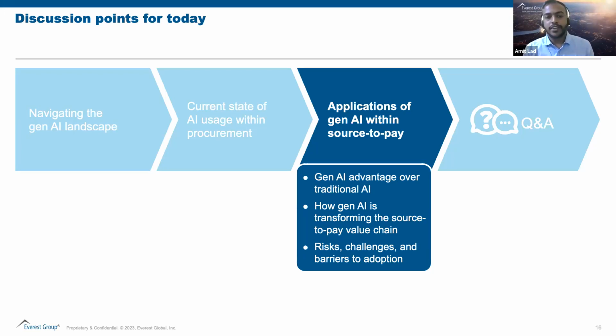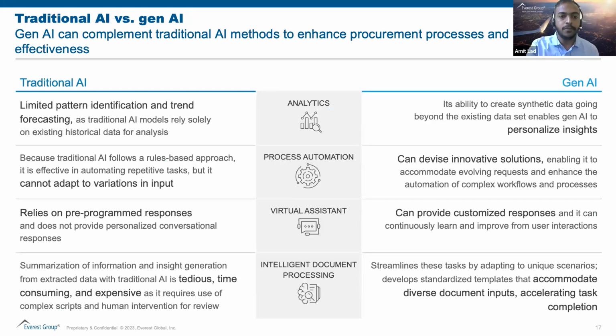We have gotten a good understanding of how GenAI has evolved, and then we discussed a bit about the current state of AI in procurement, right? Now we will specifically focus on how GenAI can enhance the traditional AI capabilities, and then we will also discuss the various use cases that we are seeing across the source to pay value chain for GenAI currently in the market, followed by what could be the impediments for GenAI's adoption in procurement. So we'll quickly move to the next.